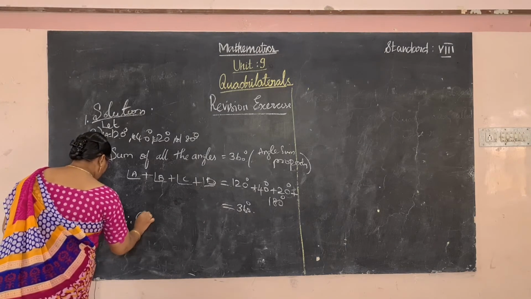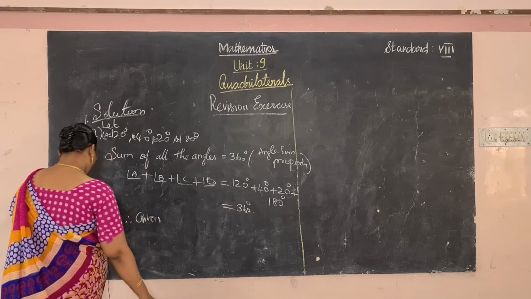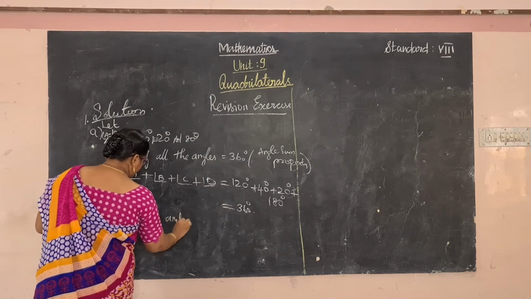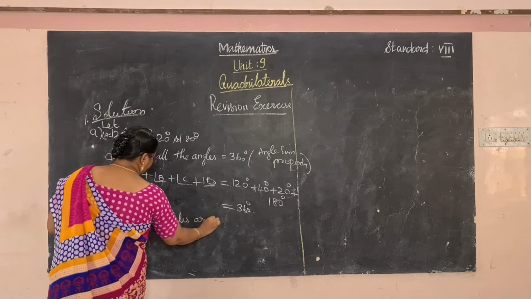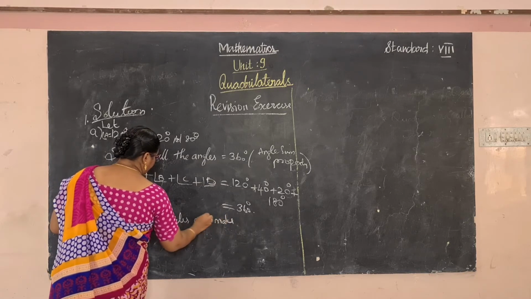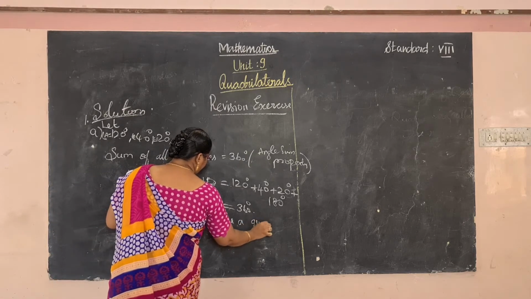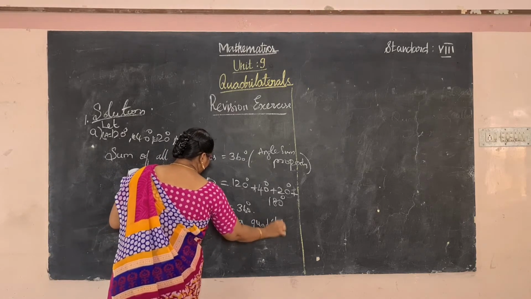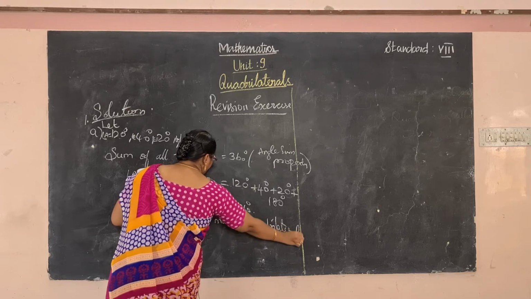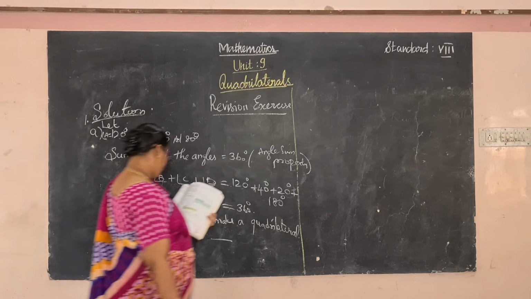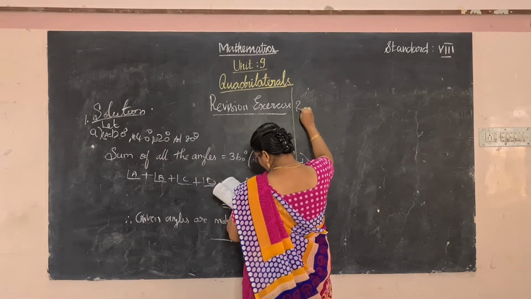Therefore, the given angles make a quadrilateral. Okay, so remaining 2 problems, do the homework. Right. And now move to the second one.